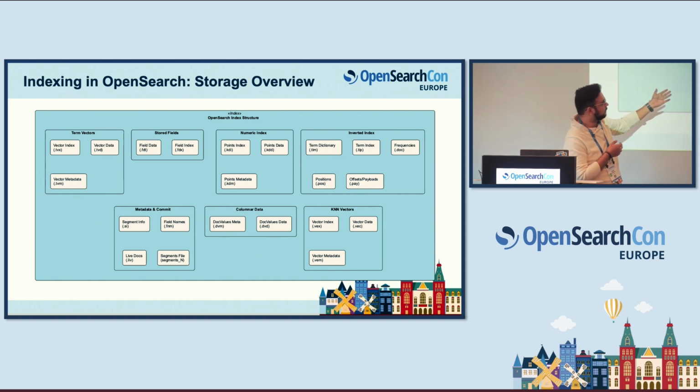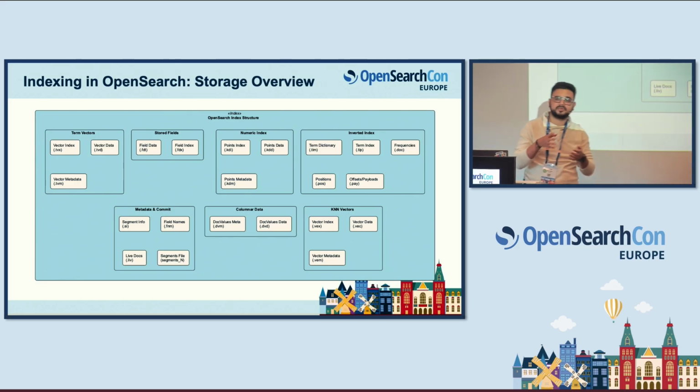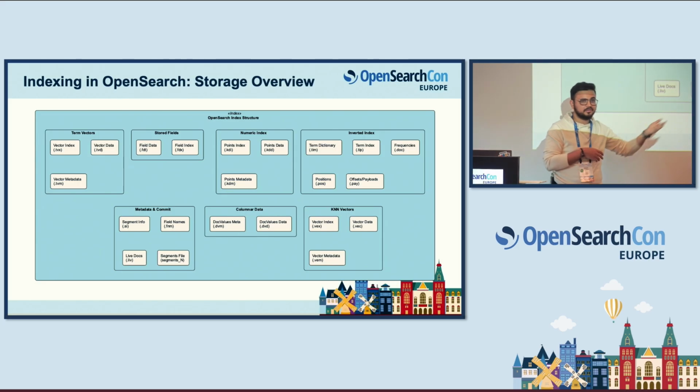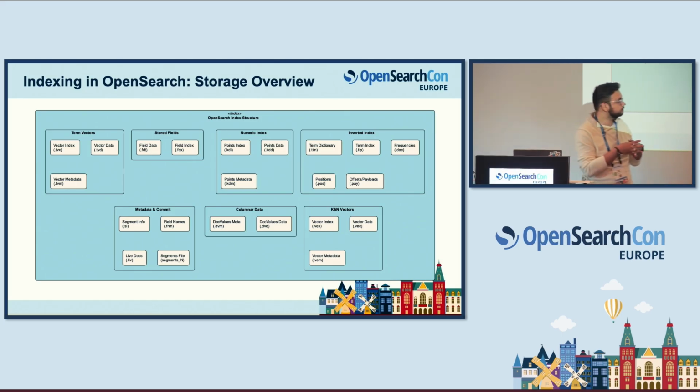Then we have some metadata files as well: segment info, which contains information about what this segment contains and the field names. And then there is a live docs file, which contains information about the deleted documents. And then we have a segments_n file. This is kind of like the commit point file for you.